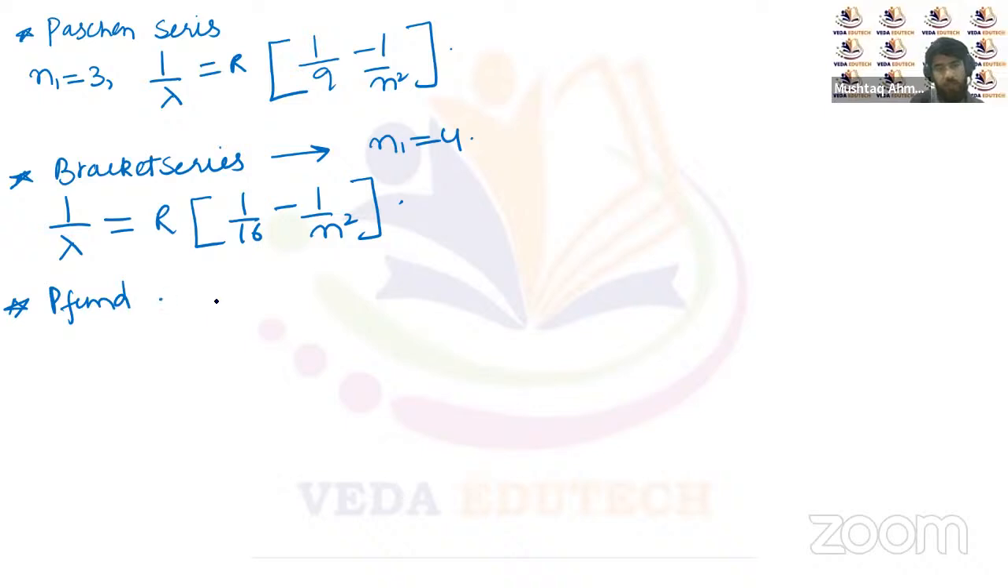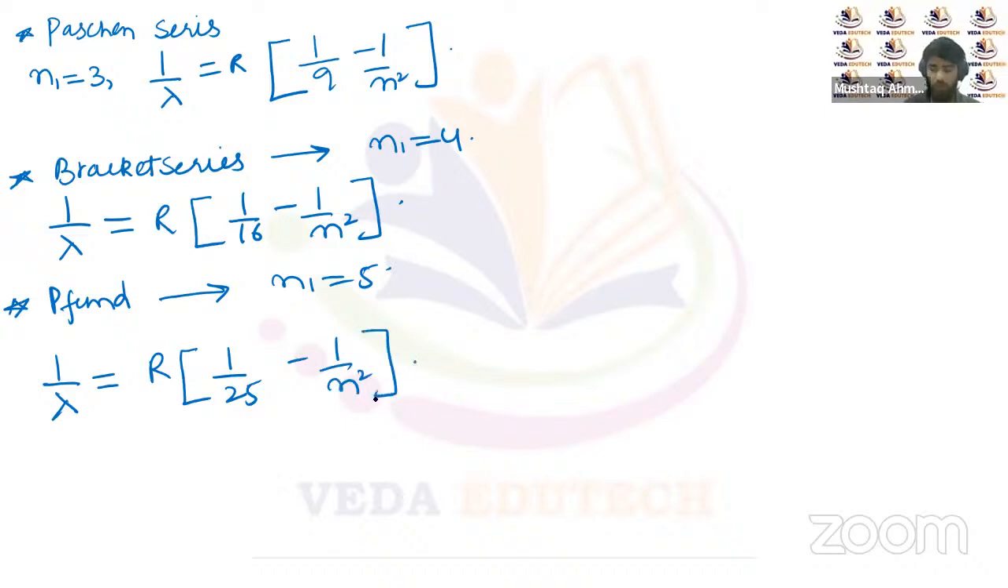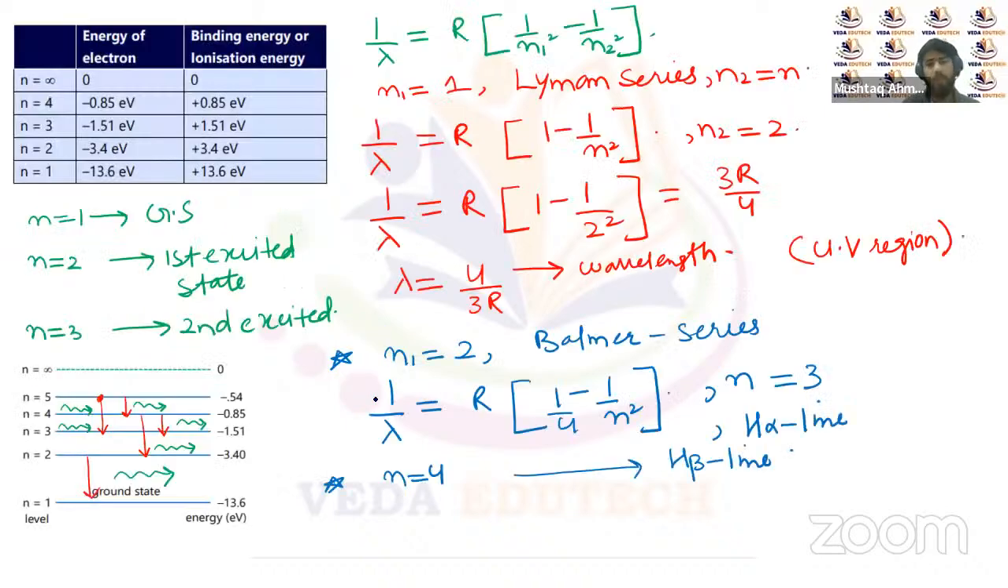For this series, we have n1 value equal to 5, and 1 upon lambda will be equal to R times 1 upon 25 minus 1 upon n square. So this is how we can calculate the wavelengths of the different series, right? These are the different spectral series of the hydrogen atom.